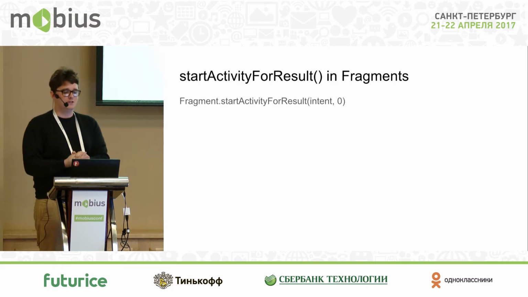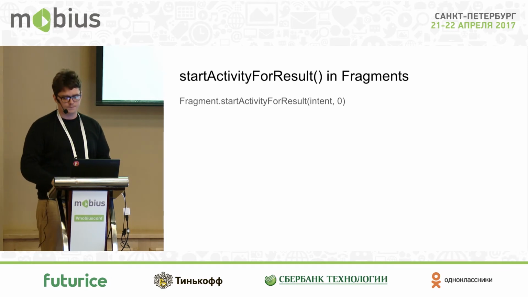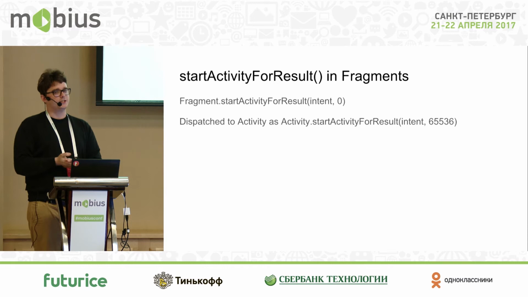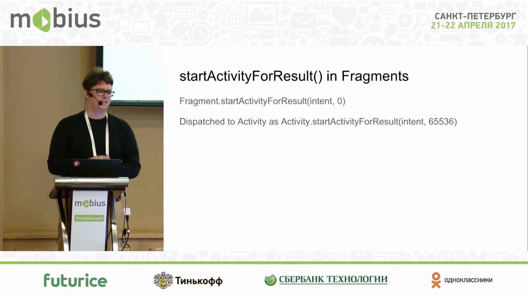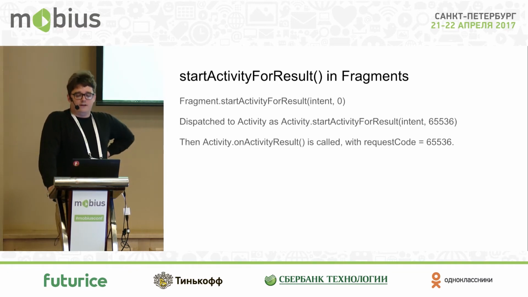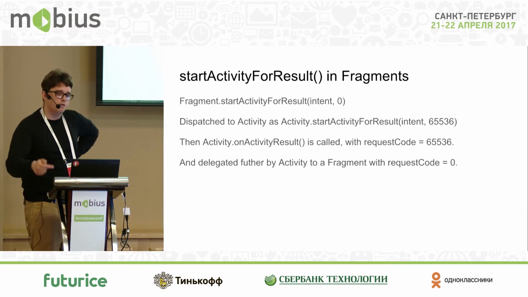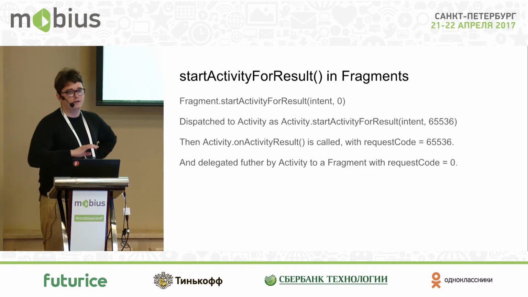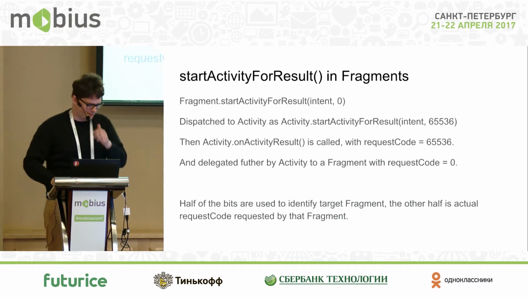By the way, do you know how it's done underneath? So basically, you call startActivityForResult from the fragment with some intent and a particular request code. This is dispatched to the fragment activity as startActivityForResult with 65536. So it's basically 16 bits plus 1. And then onActivityResult is called again on the fragment activity with this particular request code, and then the fragment activity delegates it to the fragment with this particular request code in there. Totally useless knowledge, but it's nice to know. You can impress someone on a date or something.